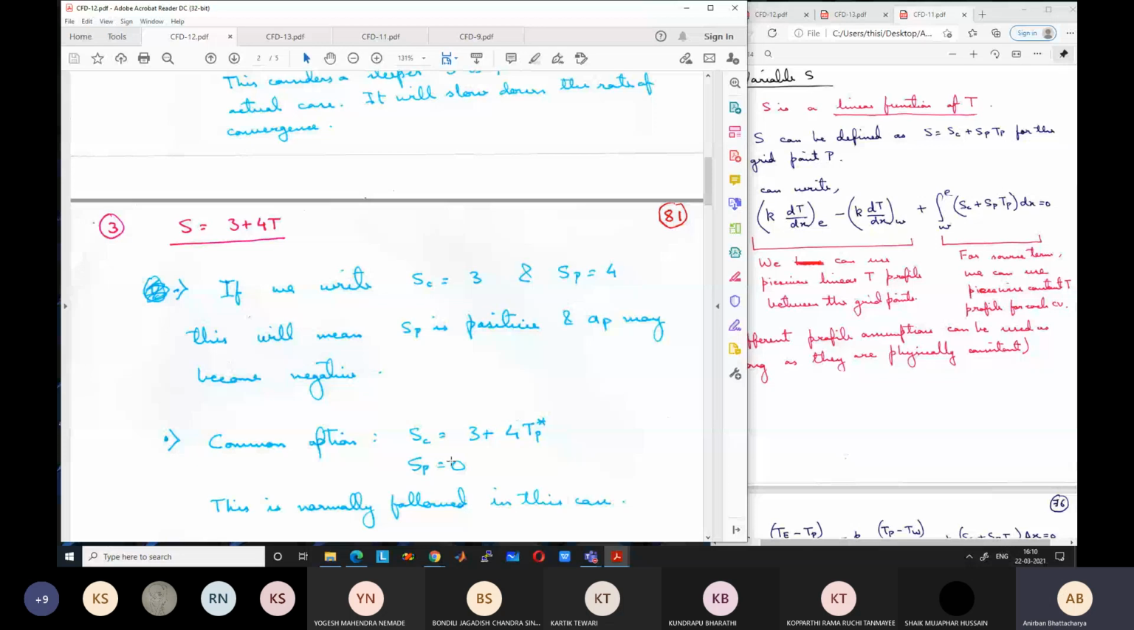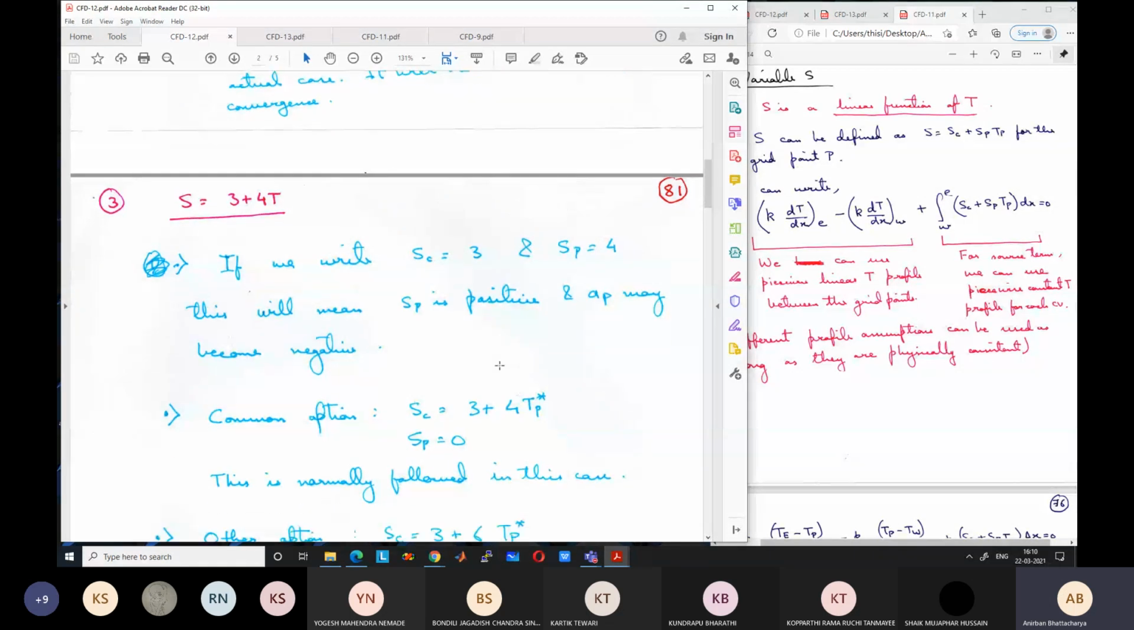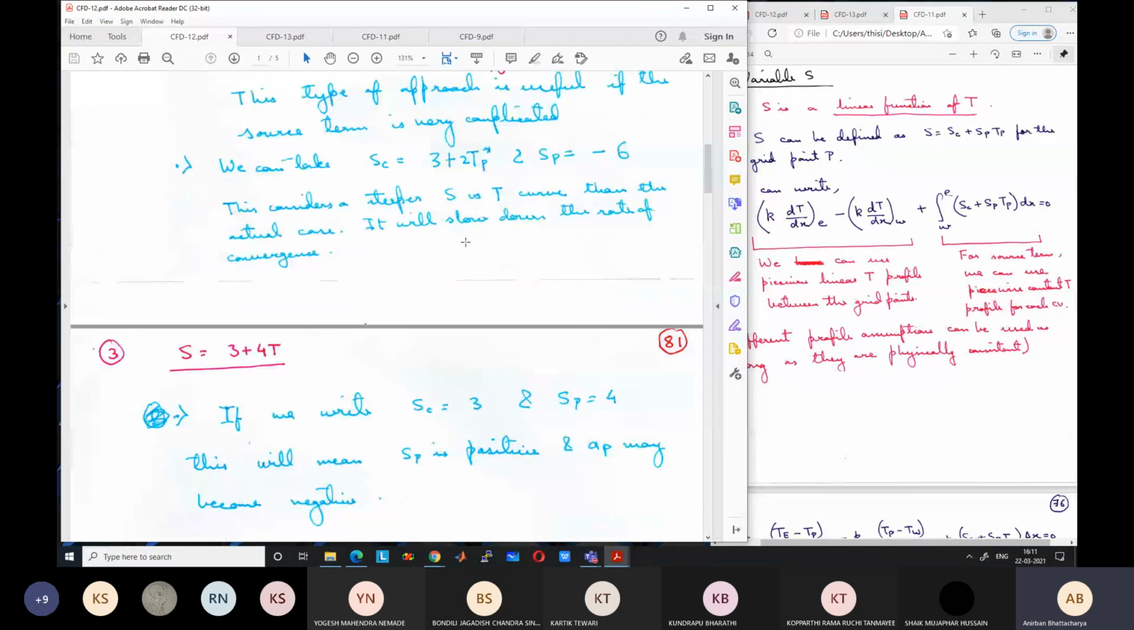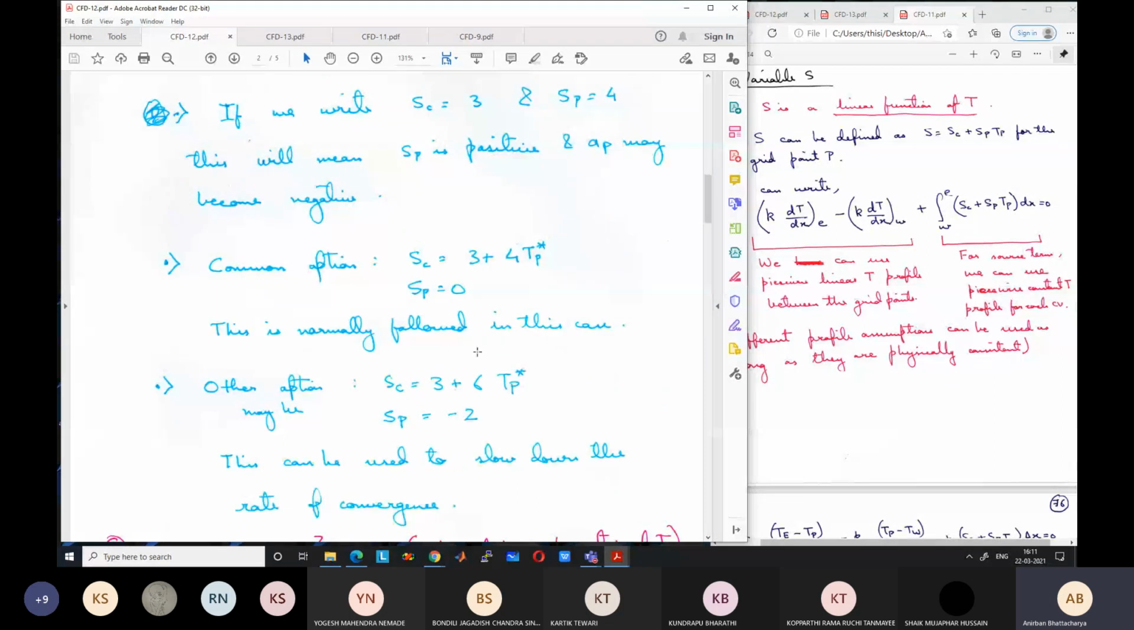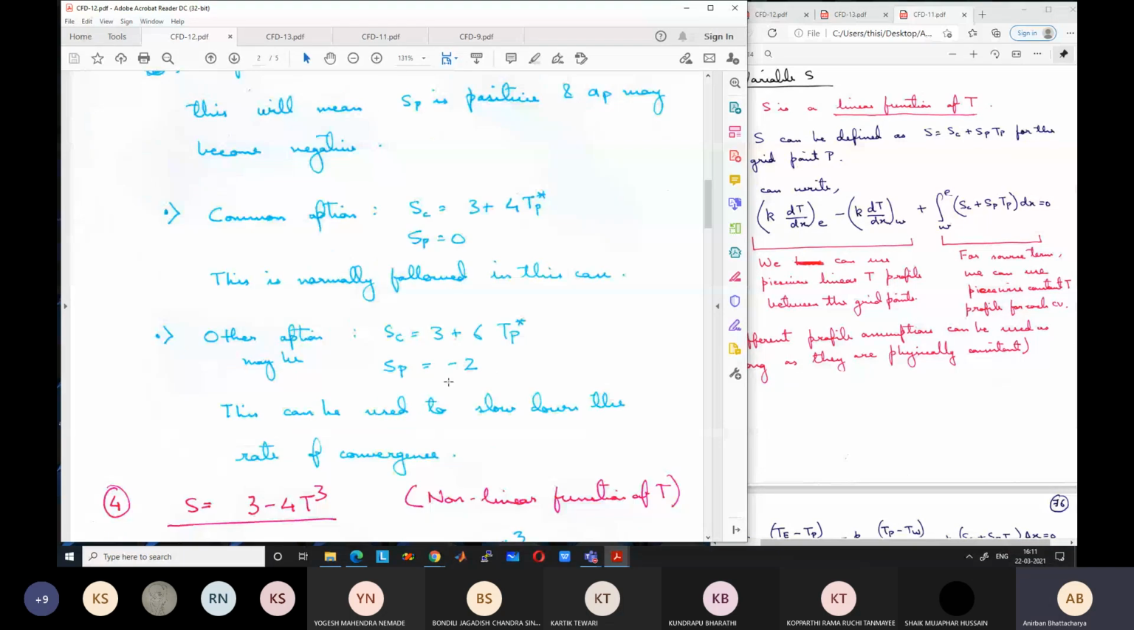However, there are other options also, like we have done in the previous case. For example, we can take SC equal to 3 plus 6 TP star and SP as minus 2. Again, to slow down the rate of convergence, we can do like this also. The common option is that whenever there is a positive term, we put everything in SC and SP equal to 0. But if we want other options to slow down the convergence, we can also take this as 3 plus 6 TP star or 3 plus 8 TP star and SP as minus 4, something like that.